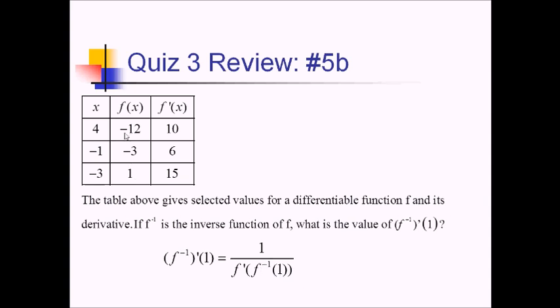So if I look at my output column here, I see that I get 1 when I plug in an x value of negative 3 to the f function. So then f inverse of 1 is negative 3, and we have 1 over f prime of negative 3. And what is f prime of negative 3? Well, we have a table of values giving us the value of f prime at various x values. At the x value negative 3, we get an f prime value of 15. So then this is 1 over 15.